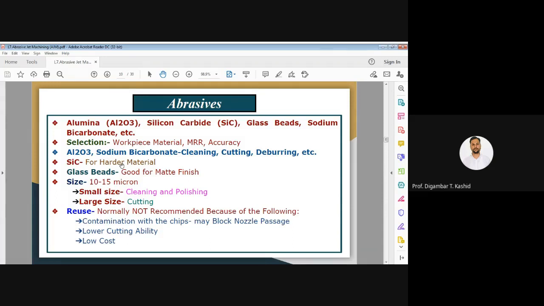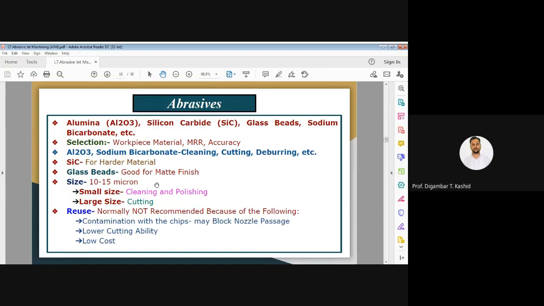And silicon carbide, SiC, is normally used for harder metals as compared to alumina. So SiC is used for harder materials. Then glass beads are good for matte finish purposes. Glass beads are good for matte finish purposes.